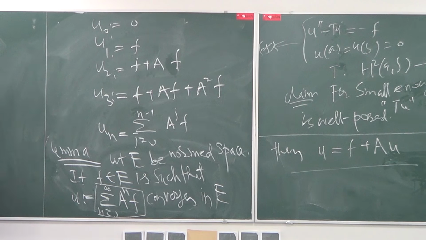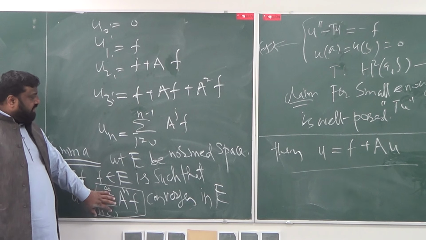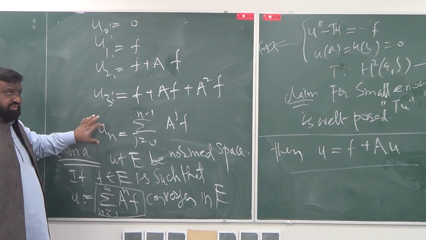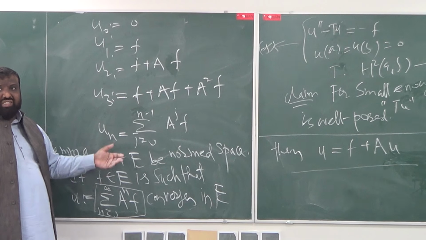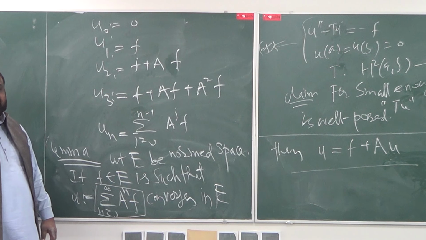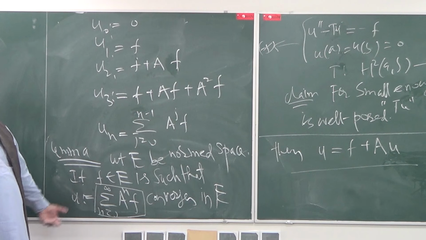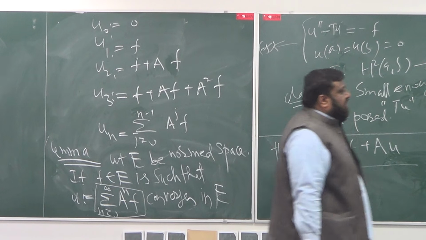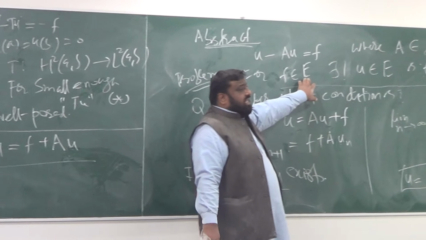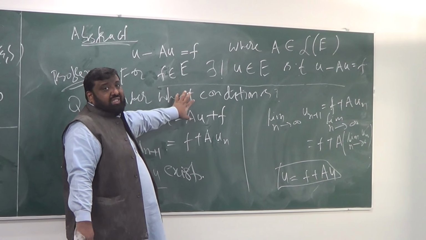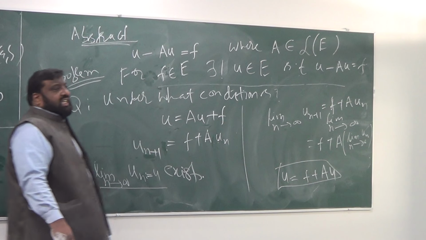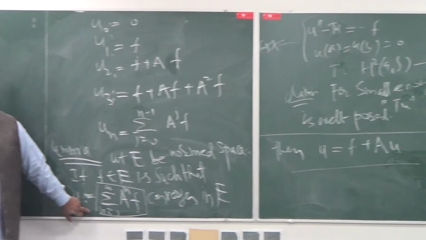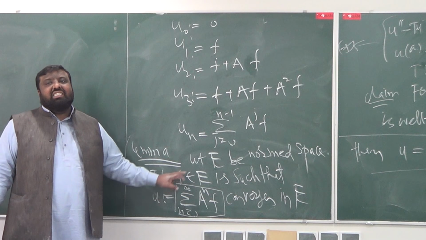And the real thing is that for the convergence of this series, you have to show that the partial sums of the series are convergent. So in other words, what is this lemma telling you? That a sufficient condition for solving such an abstract problem in an abstract space, normed space E, is the convergence of this series.